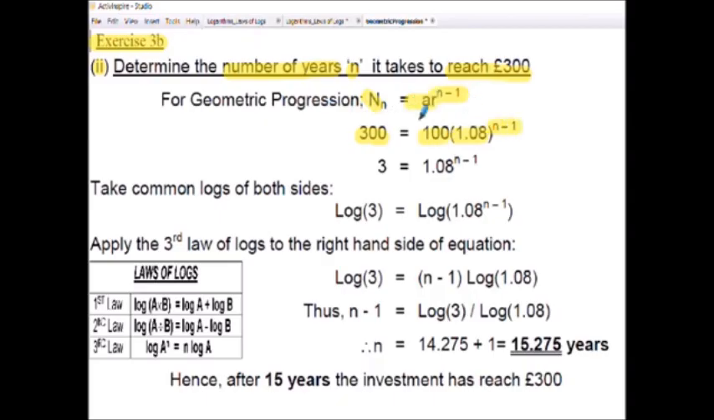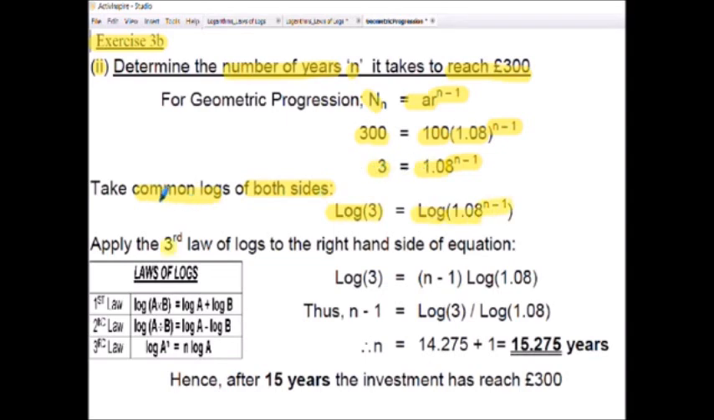All I've done on the next line is divide both sides by 100, so 3 is equal to 1.08 to the power of n minus 1. To solve for n, I'm going to use common logarithms. So I'm taking logs of both sides of the equation. On the left hand side, log of 3 is equal to, on the right hand side, log of 1.08 to the power of n minus 1.